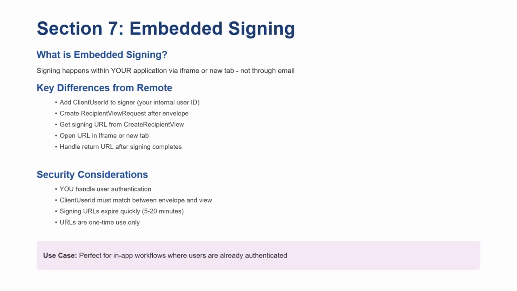Next is embedded signing. Embedded signing happens inside your application using an iframe or a new tab. For this, add a client user ID to the signer we are creating for sending the envelope. Create a recipient view request and get a signing URL back from DocuSign. Open this URL in your application. One important thing here is that signing URLs expire very quickly and are one-time use. This approach is perfect for authenticated users and for in-app workflows.